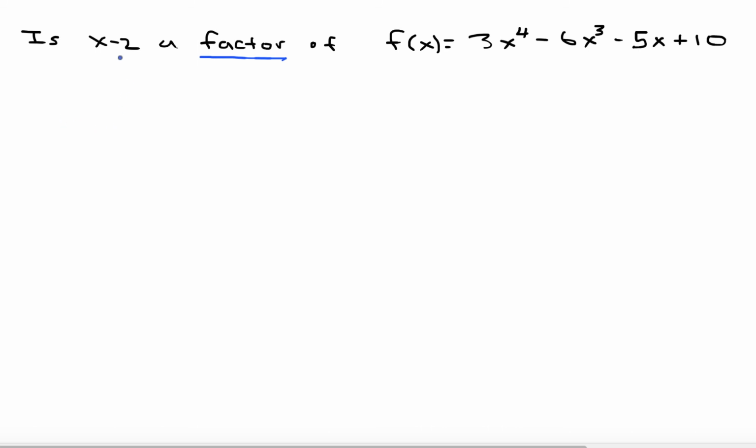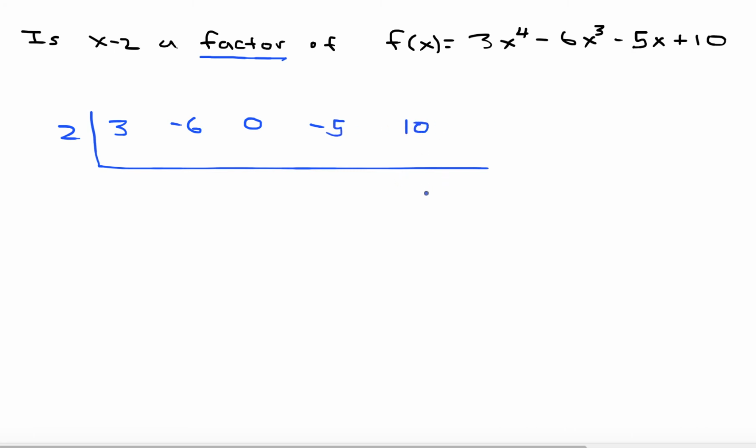We'll use synthetic division here because it's a linear factor. So we'll take the 2 and divide it into the polynomial. You notice we have 3x to the fourth minus 6x cubed. Notice there's no x squared term, so I'm going to put a 0 in the place for the x squared. Minus 5x plus 10. Then we should be able to do the synthetic division.